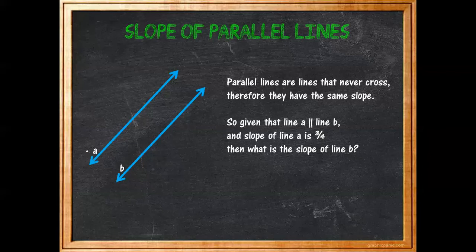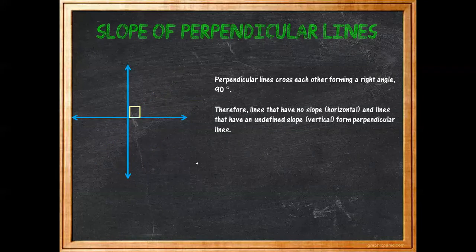So for example, if you're given that line A is parallel to line B, and we know that the slope of line A is 3/4, then the slope of line B also has to be 3/4. So that one's pretty easy. Given parallel lines, the slope always has to be the exact same.